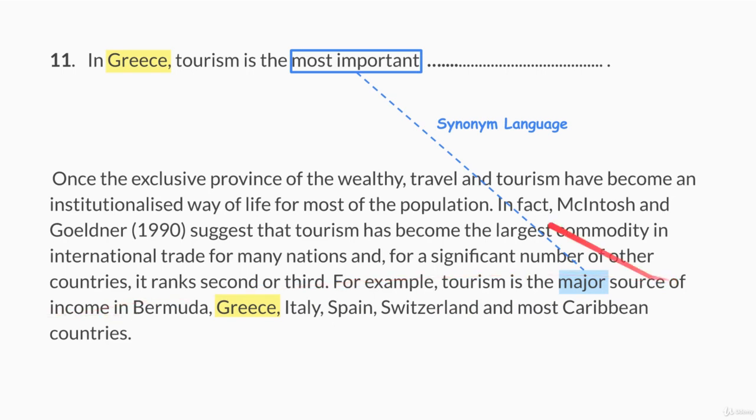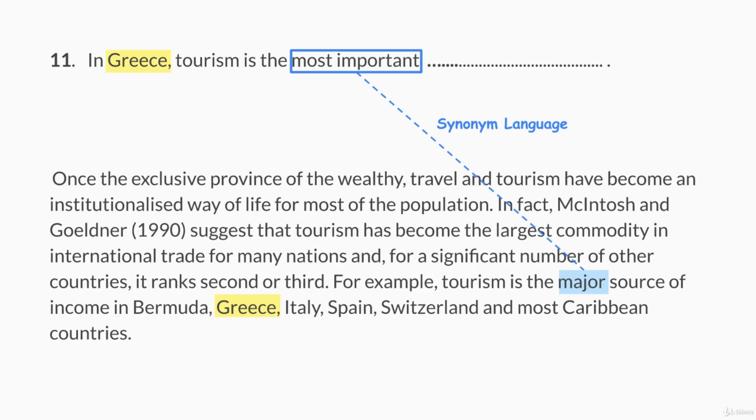All right, now that is the answer. The major source of what? The most important what? The most important source of income. Remember, we could only write 3 words for our answer and no more than 3 words. Source of income is 3 words, so that is going to be our answer.